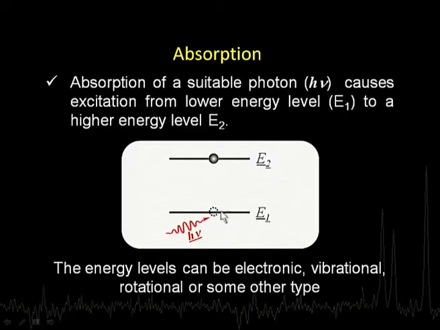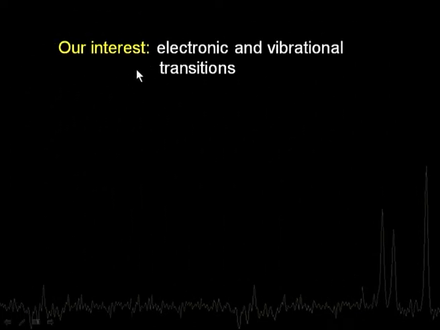And these energy levels in principle could be electronic, vibrational, rotational, or even some other type, but the concept remains the same, that there is an absorption from a given level to a higher energy level. And our interest primarily will be in the electronic and vibrational transitions. Electronic transitions will come into the picture when we talk about UV-visible spectroscopy, and vibrational transitions will be involved when we talk about IR spectroscopy.